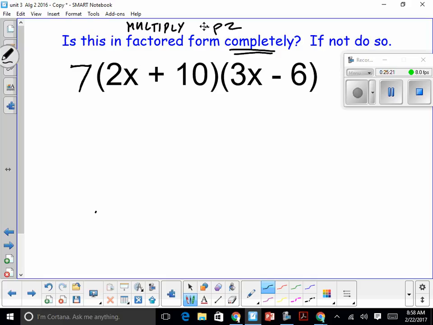So vocabulary is important to be part of the math world. So what is it that they want me to do? All right, let's see if we can do this thing. Some students would probably multiply the 7 times the 2 and the 7 times the 10. I've seen that happen. But you're not factoring there. You're distributing. If I want something factored, somehow I need to take something out. So let's try it this way.